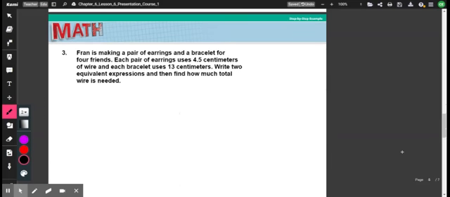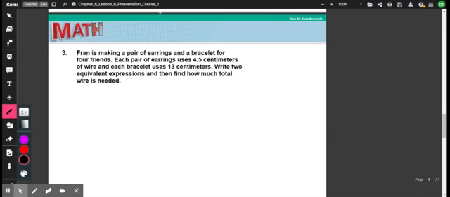Example 3 is going to be on page 487. So Fran is making a pair of earrings and a bracelet for 4 friends. The pair of earrings uses 4.5 centimeters of wire, and each bracelet uses 13 centimeters. Write 2 equivalent expressions to find the total that you need, okay?